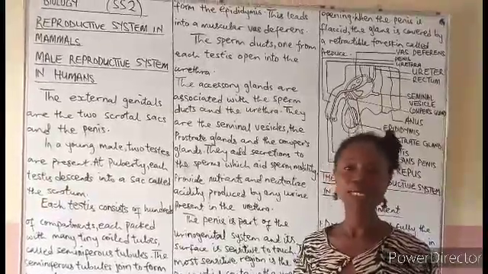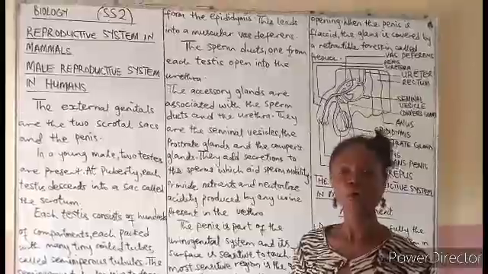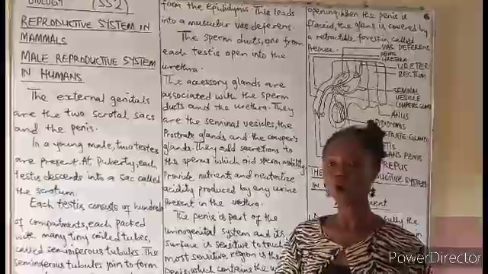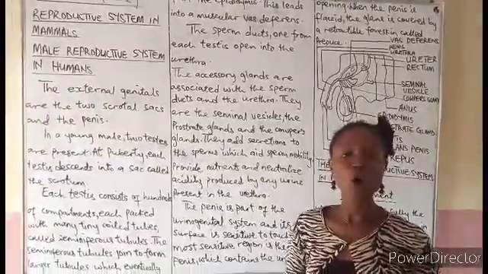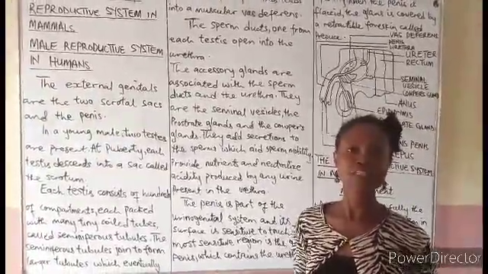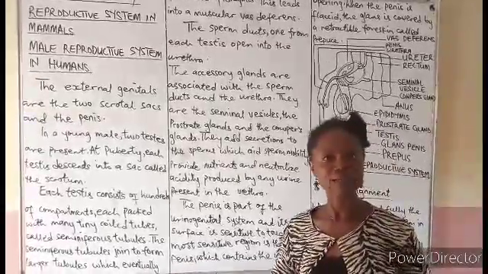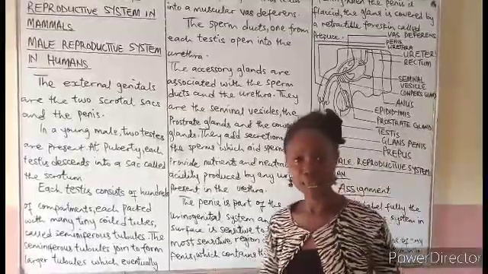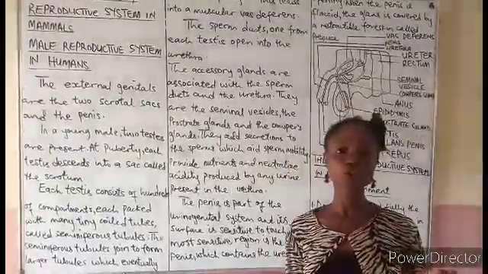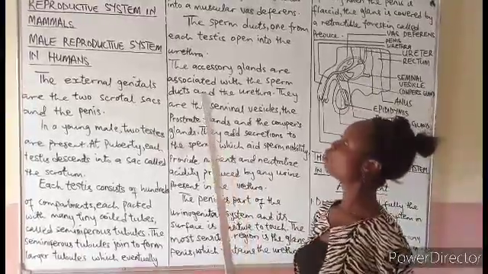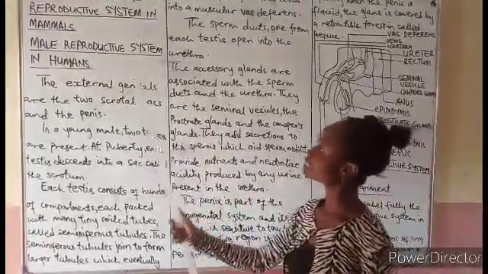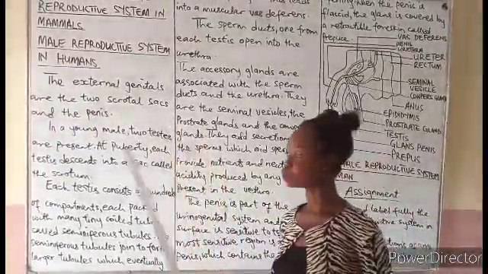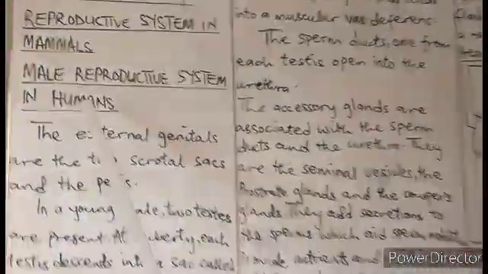And what is a mammal? A mammal is a creature or an animal that has the ability of giving birth to a young one alive and breastfeeds the young one, unlike organisms like reptiles and fishes that lay eggs. So let's go into the lesson proper. Today we will be looking at the male reproductive system in humans. We have the females, we have the males, but today we will be concentrating on the male.